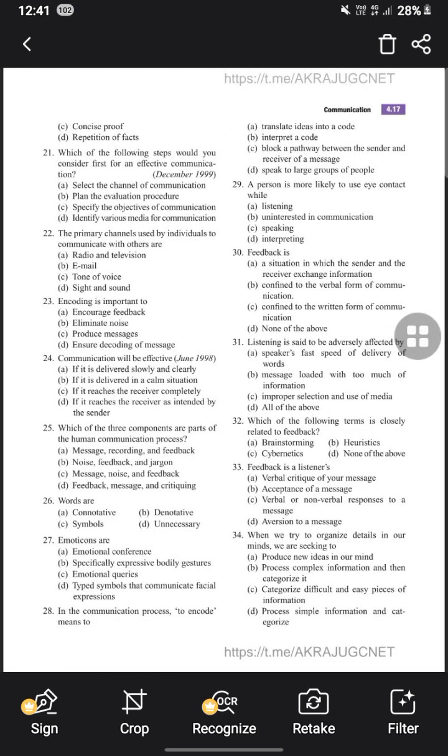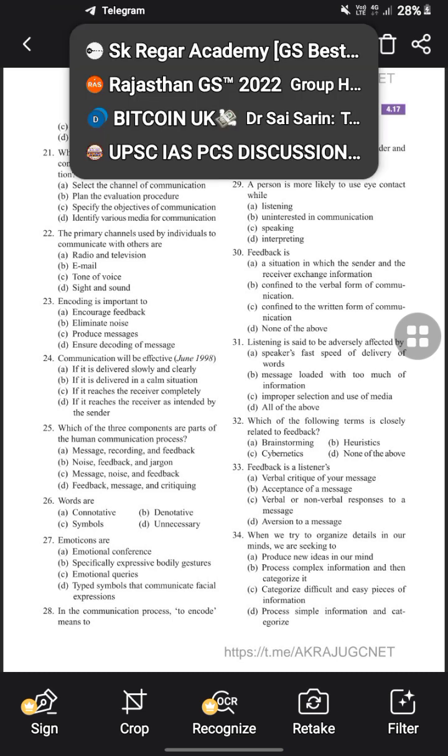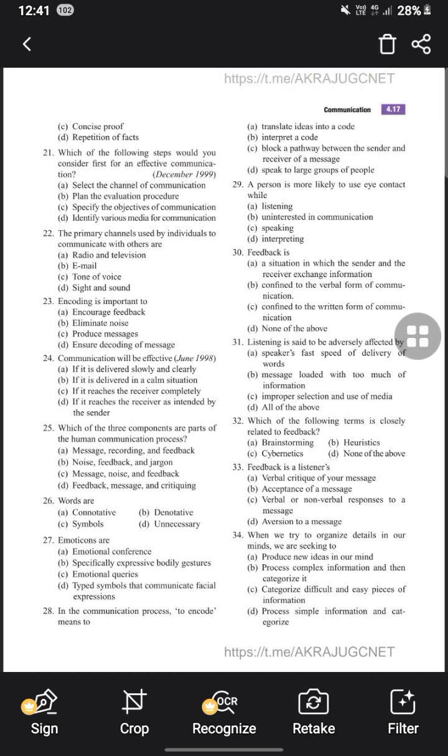The primary channel used by individuals to communicate with others is what? That is 22 is D, sight and sound. Encoding is important for, that is to produce the message. Communication will be effective if 24 is D, it reaches the receiver as intended by the sender. Which of the three components are part of human communication? So 25 is C, that was the message, noise and feedback.